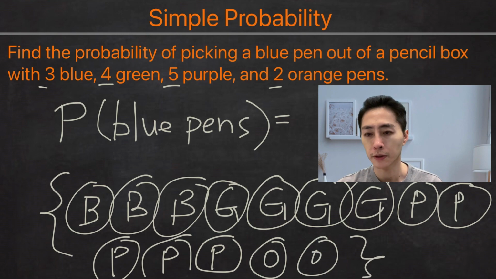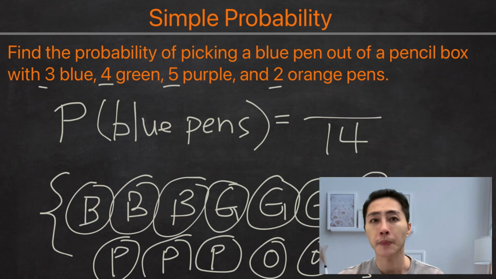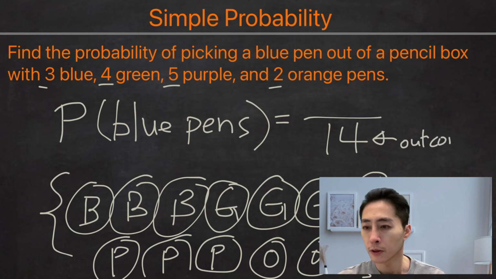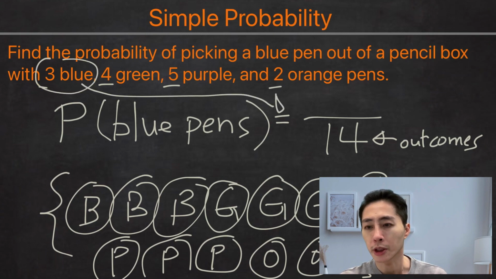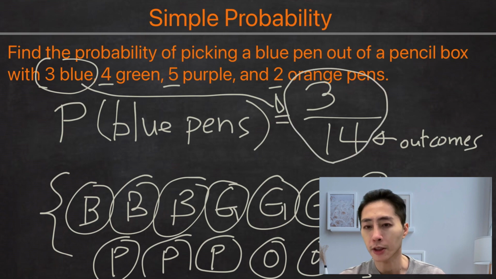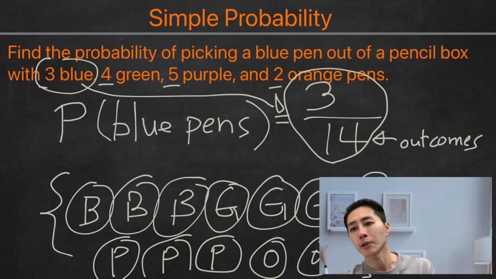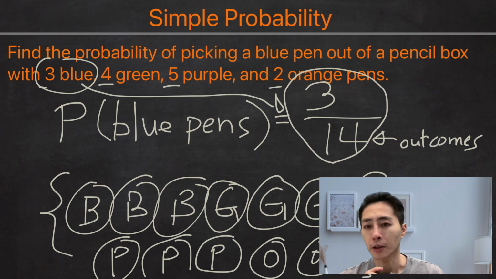So we have a total of 1, 2, 3, 4, 5, 6, 7, 8, 9, 10, 11, 12, 13, 14 potential outcomes. So this is the potential outcome, 14. All right. And the probability that we're trying to find out are the blue pens. As there are a total of 3 blue pens, we're going to place that in the numerator. So we end up with 3/14 as the probability.